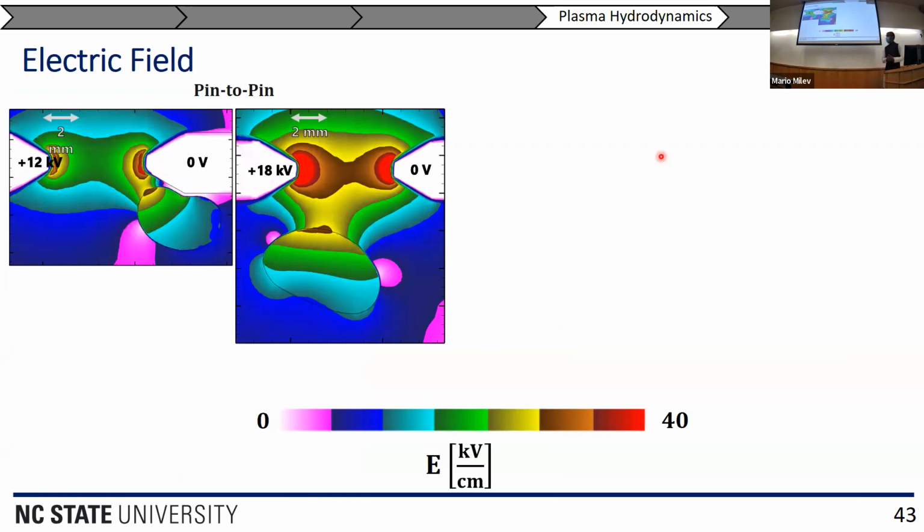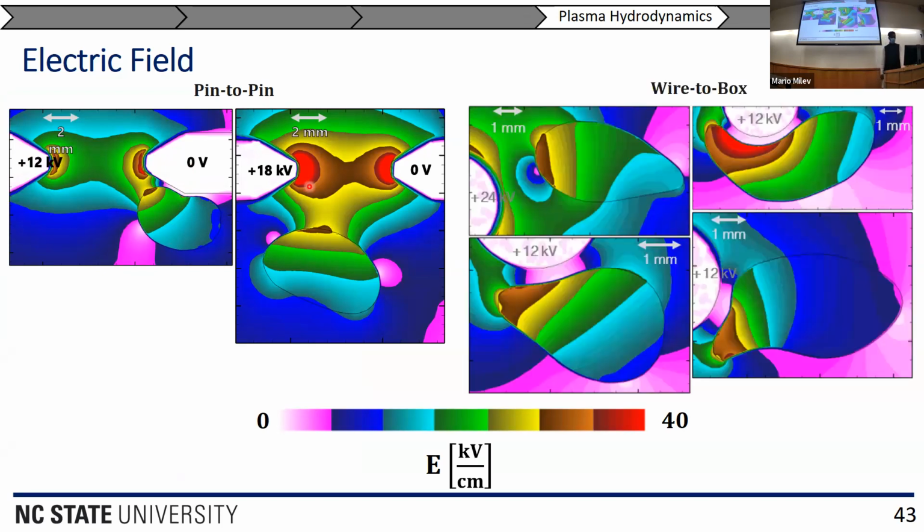So one of the things we're interested in, as I mentioned in the beginning, is the electric field enhancement that we see in the bubbles. And so where you might see kind of a weaker electric field in the surrounding liquid, you see electric fields of up to right about 30 kilovolts per centimeter in the bubble. And it's in those regions where you'll see the streamers start to develop. And this is with 12 and 18 kilovolts.